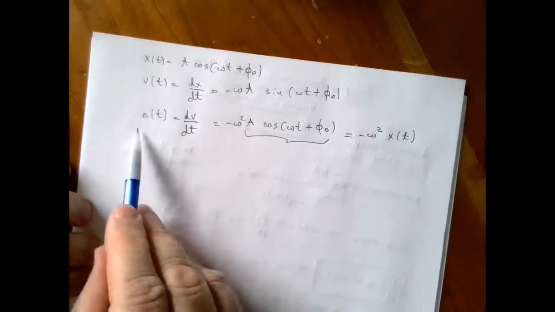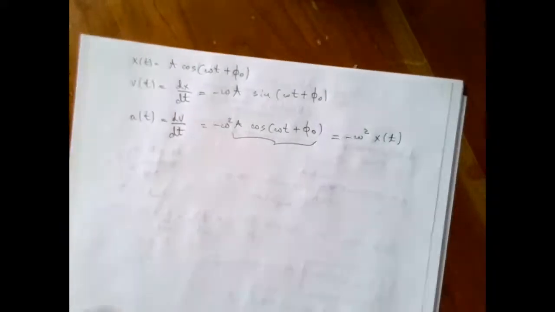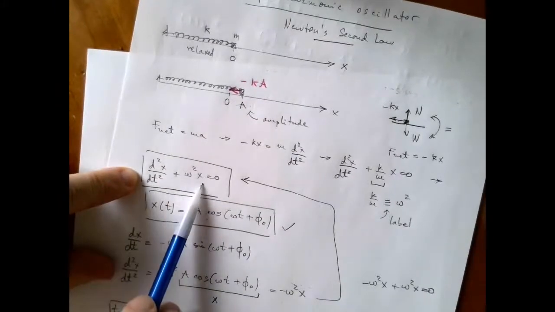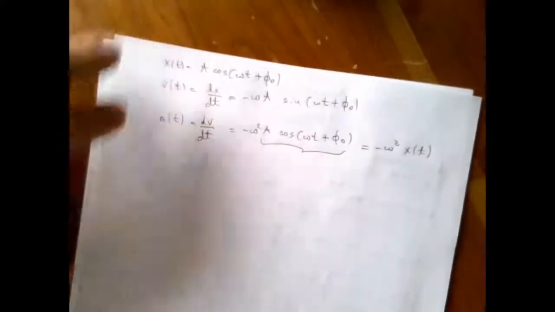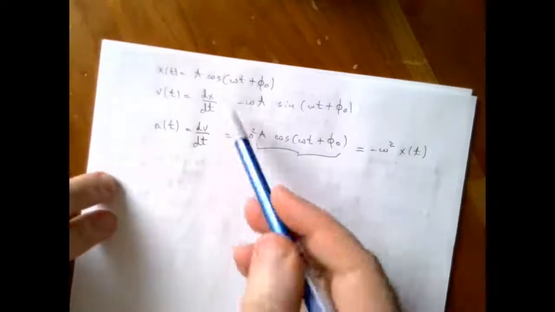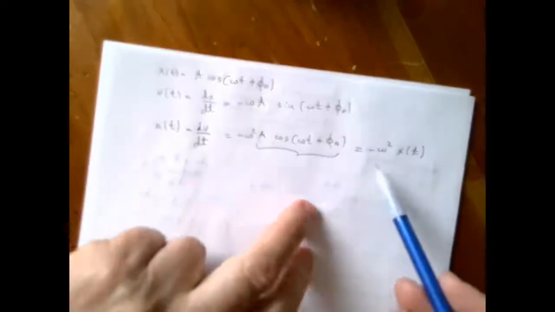We shouldn't be surprised by this expression, because if we look at the equation that we solved earlier, the acceleration d2x/dt2 is precisely negative omega squared x. So it makes perfect sense that taking these two derivatives, we end up with this expression for the acceleration as a function of time.